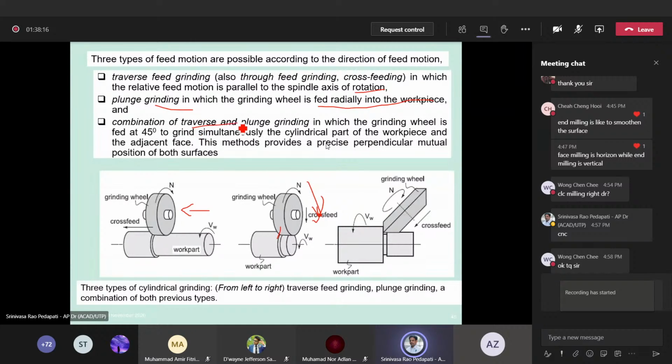Whereas in the combination of traverse and plunge, the grinding wheel is at some angle. You see here that is a 45 degrees angle. So the grinding wheel is held at 45 degrees, and then both cross feed and this linear feed are given simultaneously. So this is called a combination of traverse and plunge grinding. Traverse grinding means simple. Plunge grinding means you are plunging or applying against the work.